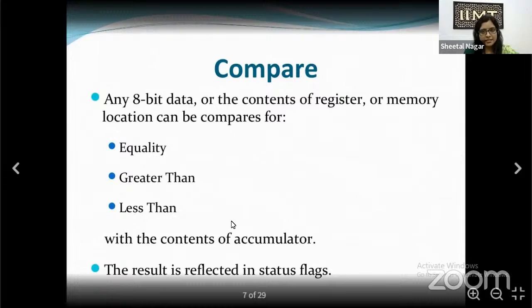In compare instruction, we compare the contents of accumulator with the contents of any general purpose register, but after the execution of this instruction, no change will happen in accumulator. After compare instruction, we don't see any change in the contents of accumulator. The contents of accumulator will be the same, but due to the result of compare, flag registers will be affected.